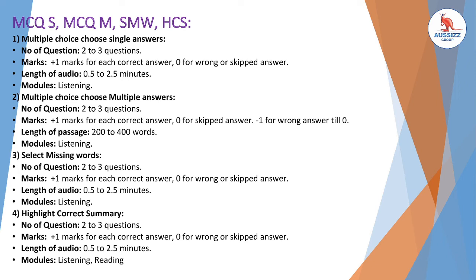Select missing words, you will have one particular audio. In the end, you will have a beep sound, means a word would be missing in the end, two words. You have to select from the 4 options one particular answer which will fit that particular blank or the incomplete sentence. Alright, highlight correct summary is as simple as, you will have an audio. On the basis of the audio, you have to relate to one of the options which will have a proper summary.